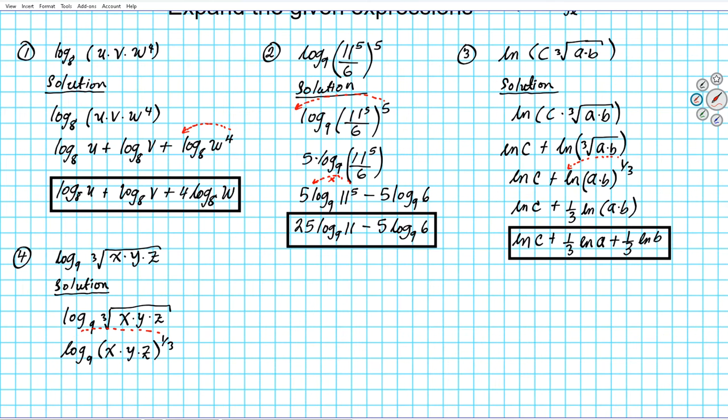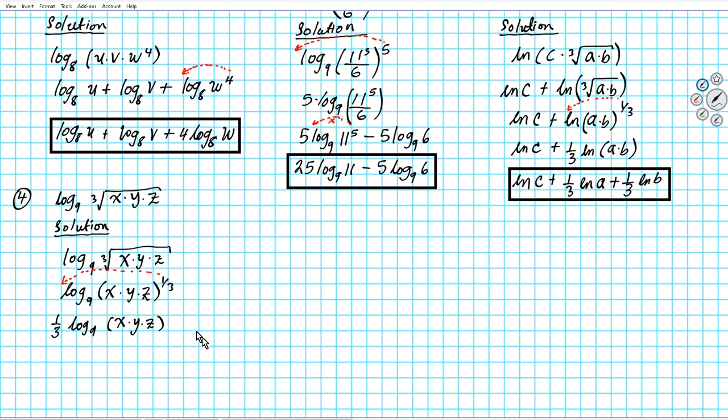Power down that power right there. So that becomes 1/3 of log base 9 of x times y times z. Okay, so now how do we apply the product property here?